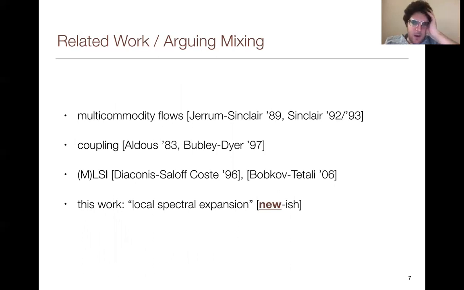We want to be arguing mixing. And in the literature, there are several ways of doing this. There is the method of multi-commodity flows, coupling, log-Sobolev inequalities, and etc. And what we want to do in our work, or rather the main contribution of our work, is adding a new-ish item to this list, that is local spectral expansion. And it's really a new-ish item in the sense that it was used before, but it was used in a very restrictive setting. And our work is making this much more applicable.